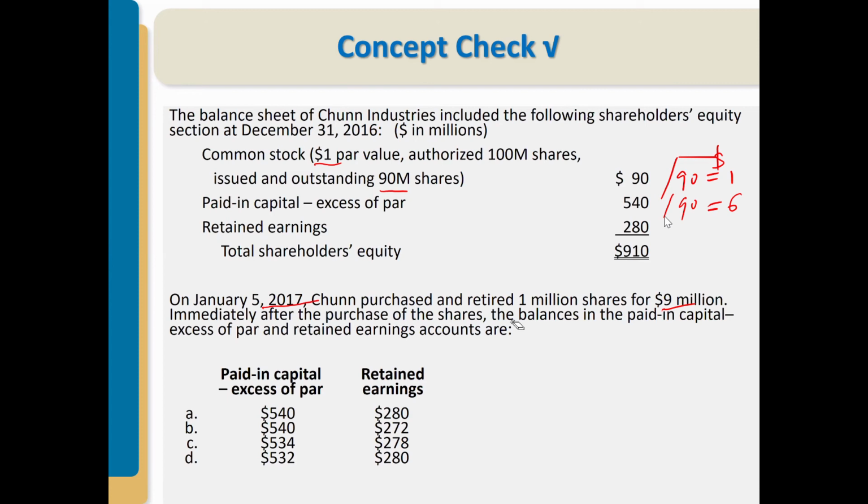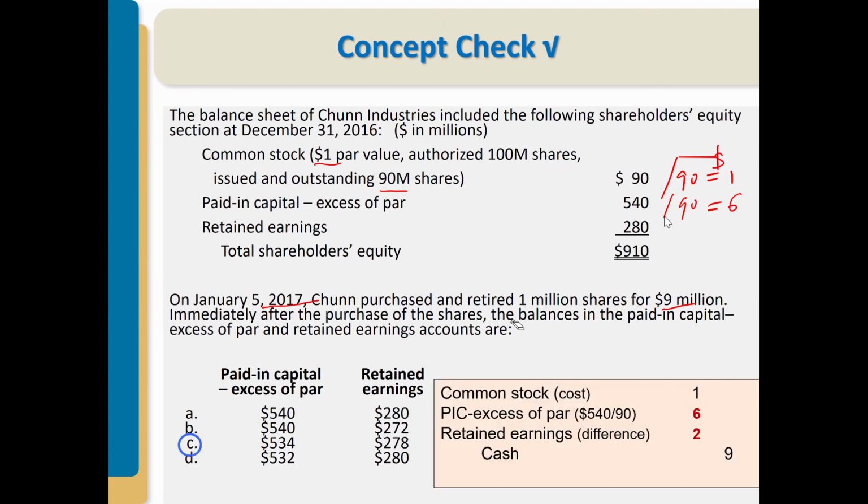The share retirement. Remember, when you retire those shares, you need to reverse your paid-in capital. This is the journal entry. You need to debit common stock for 1 million shares, 1 million times 1, so you get 1 million. And paid-in capital in excess of par value you need to debit for 6, because 1 million times 6. So you need to reverse those entries. You have these two debits.